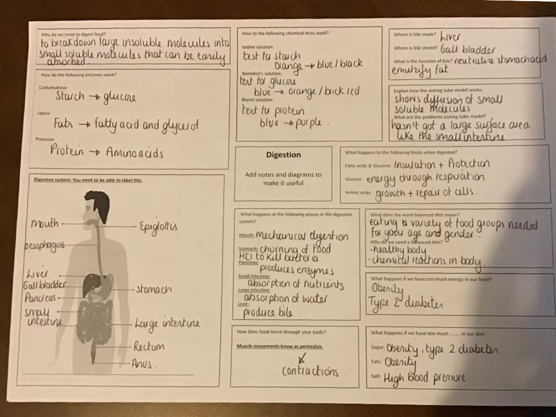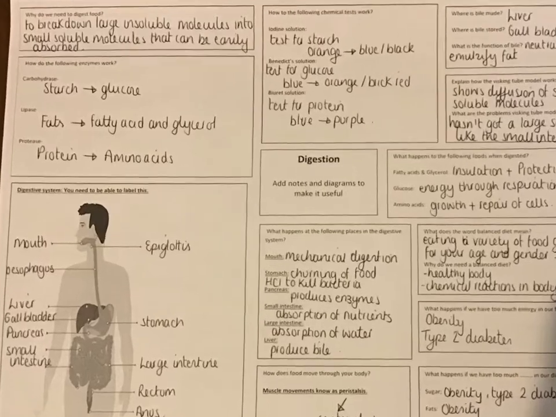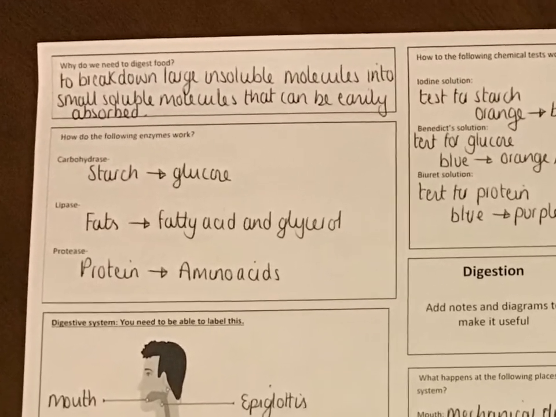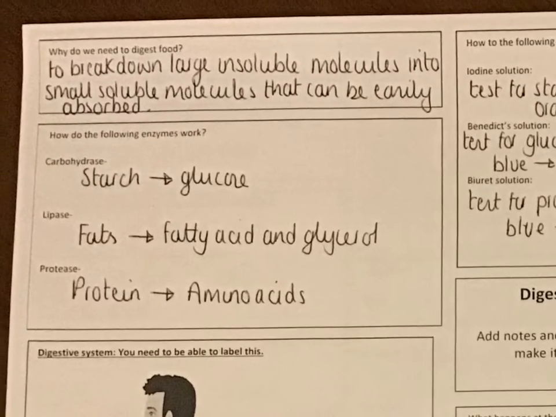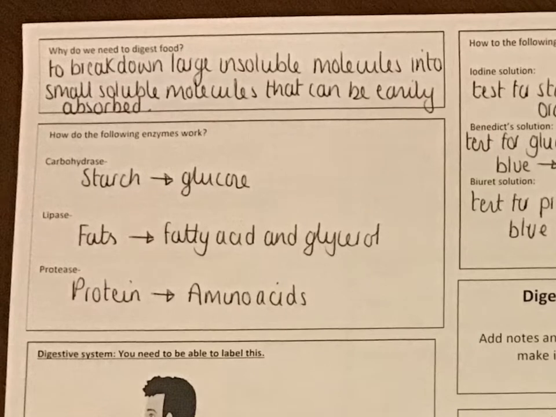Okay, so this is the review sheet for digestion. So let's have a little look at our answers. So first of all, we've got, why do we need to digest food? We need to digest food then to break down large insoluble molecules. And if we're not sure what insoluble means, it means it cannot dissolve. So we won't be able to dissolve into our bloodstream.